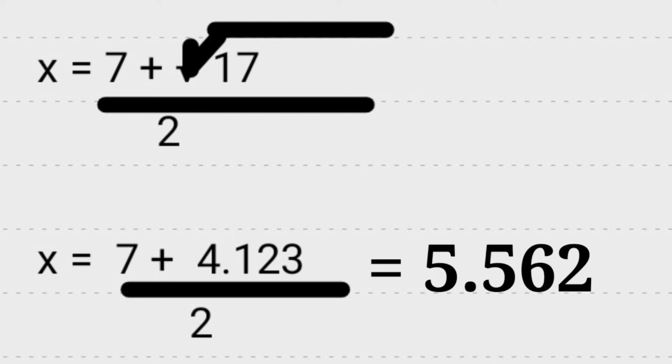x equals positive 7 plus the square root of 17, which equals 4.123, all over 2. x equals 5.562.